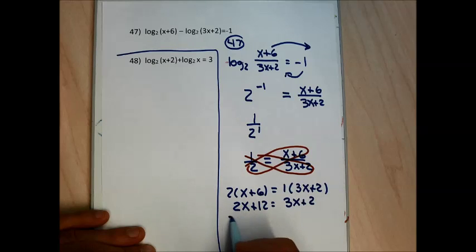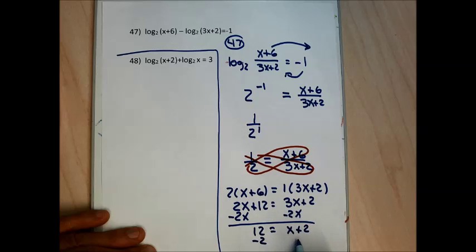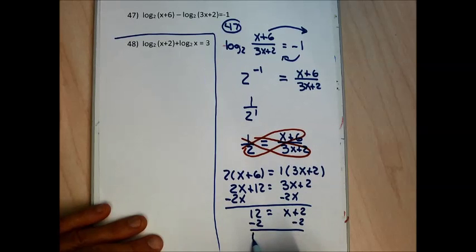Now I'm going to minus 2x from both sides. That's going to give me 12 equals x plus 2. And then I'm going to minus 2 from both sides. And that's going to give me 10 equal to x. And I claim that that's my answer to problem 47.